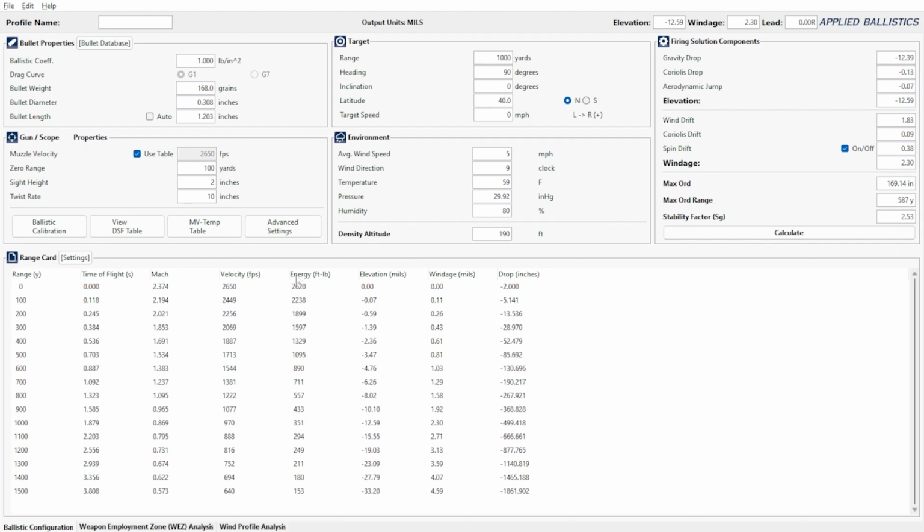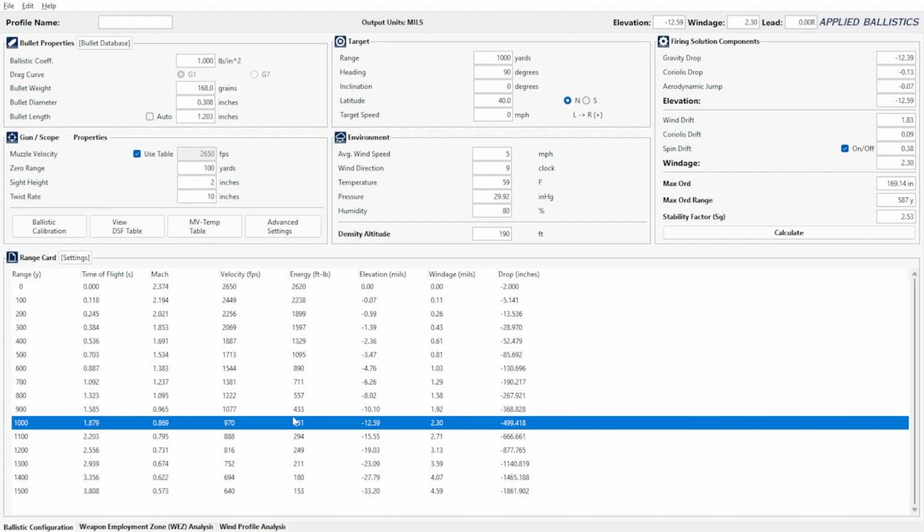Energy, that's energy on target in foot-pounds. So if you were shooting at something that was 1,000 yards away, you can see there that you're still maintaining 351 foot-pounds of energy. If you're a hunter, that may be important to you. If you're a tactical shooter, that may be important to you. If you are a target shooter, it probably means next to nothing, because you just care about putting a hole through a piece of paper. You're not too bothered about how hard you're hitting it.